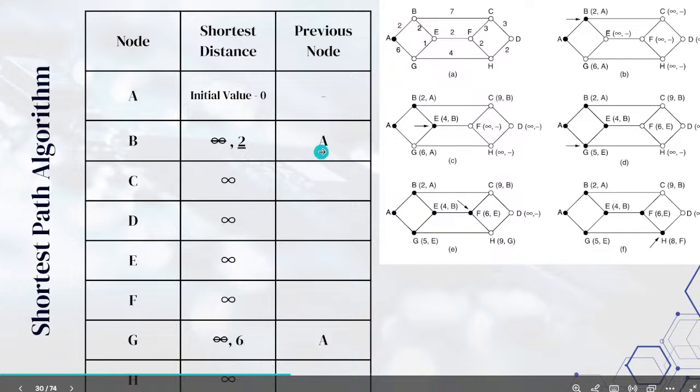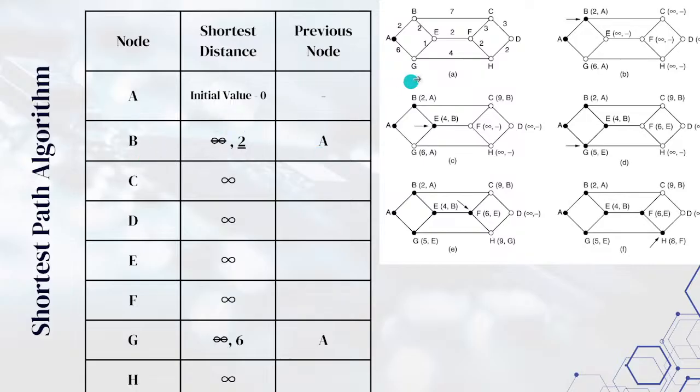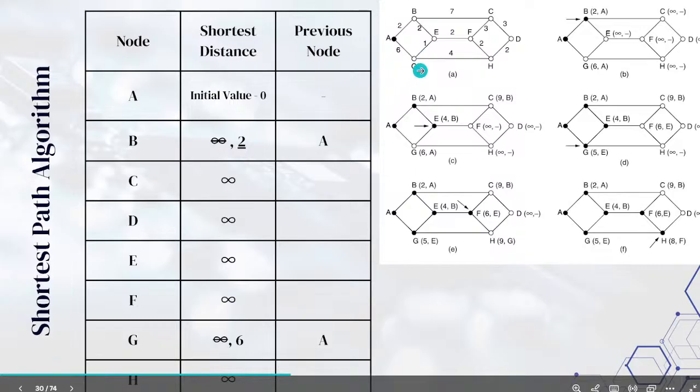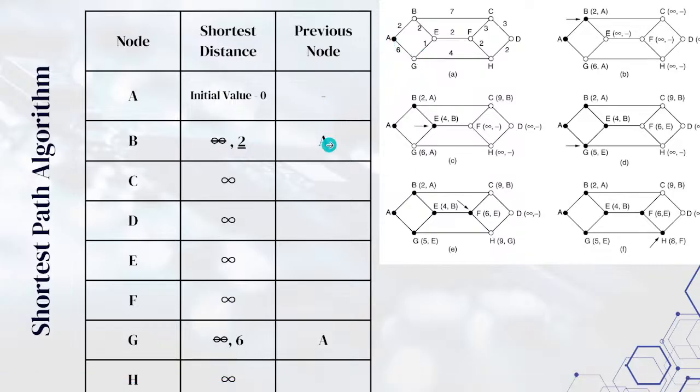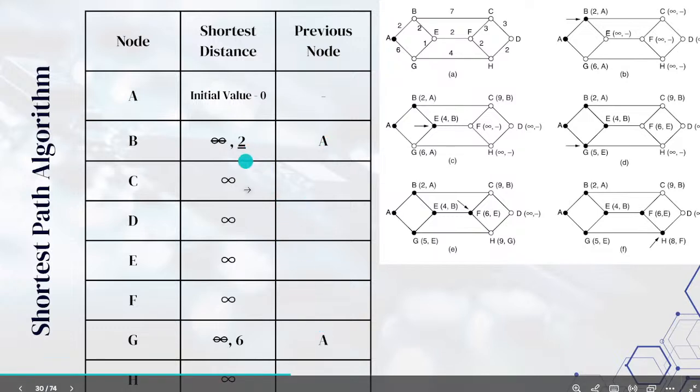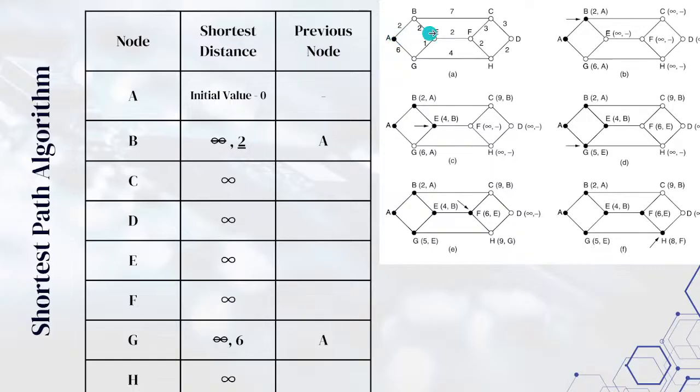And if I want to reach A to B, the distance is 2, and B's previous node is A. Also, if I want to reach A to G, the distance is 6, and the previous node of G is A. So we added the previous node as A and A here, and changed infinity to 2 and 6.